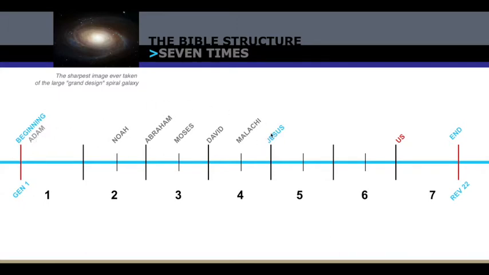Here we have a couple of other important people. Noah at approximately 1,500 years from Adam. And then we've got Abraham, approximately 2,000 years from Adam. Moses at about 2,500 from Adam. David, about 3,000 years from Adam. Then we've got Malachi, 3,500, and then finally Jesus over here. And of course, this is where we sit at the moment. We're sitting 2,000 years from Jesus, approximately 2,000 years.